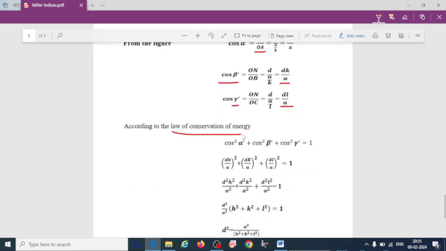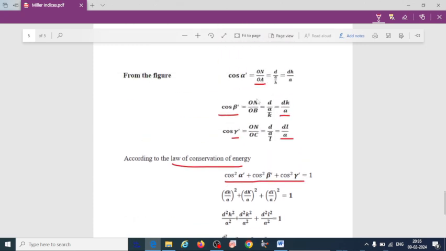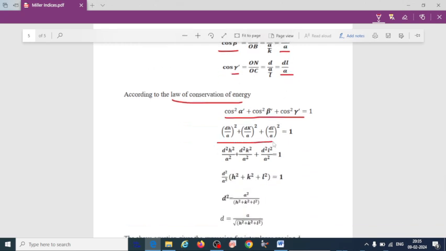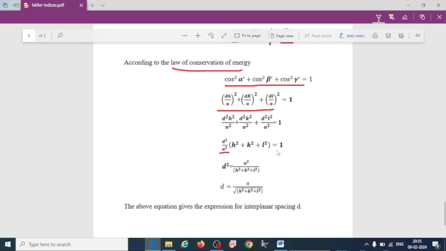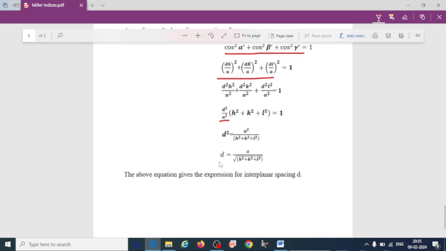According to the law of conservation, if we add the squares of all these cosines, it is going to be equal to 1. The angles are given in terms of d, the interplanar spacing. Just substitute the values here. We get d squared by a squared times the sum of the squares of the Miller indices, equal to 1. Finally, we can write the interplanar spacing d equal to a divided by the root of h squared plus k squared plus l squared. This above equation is the expression for interplanar spacing.